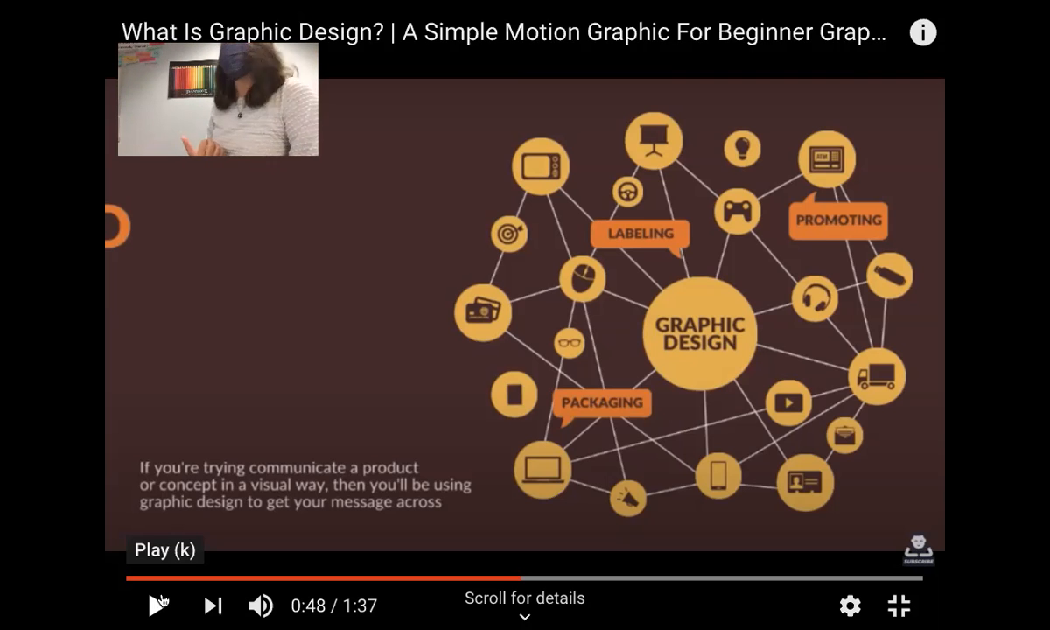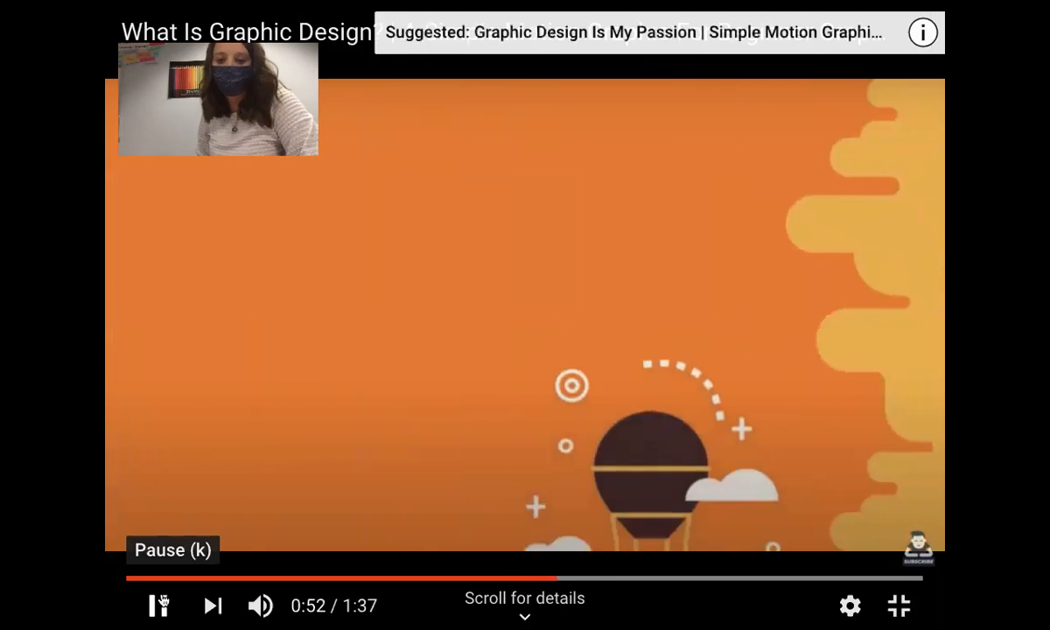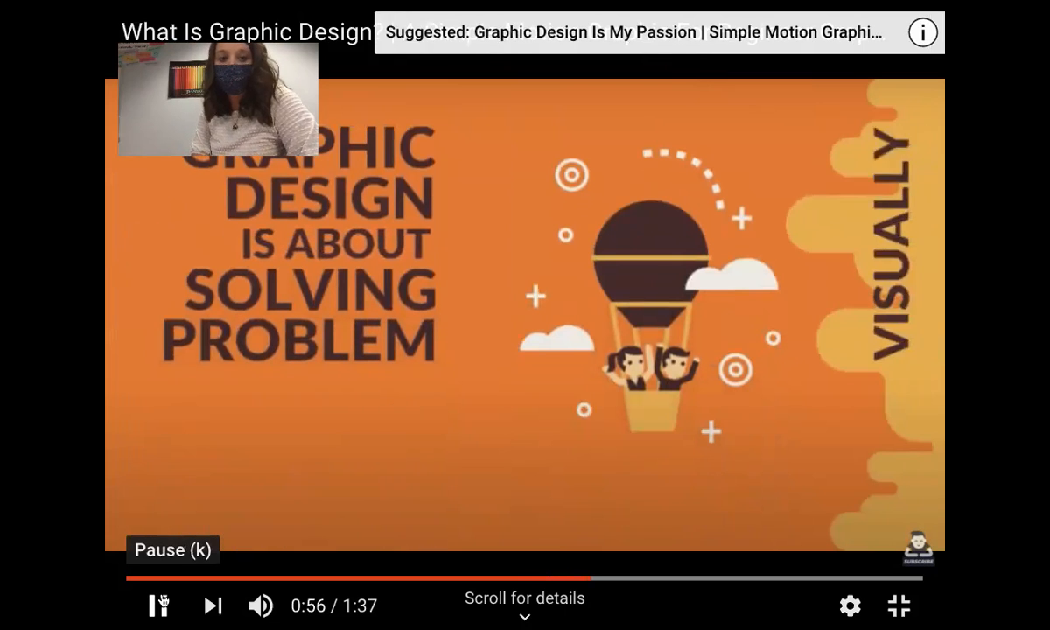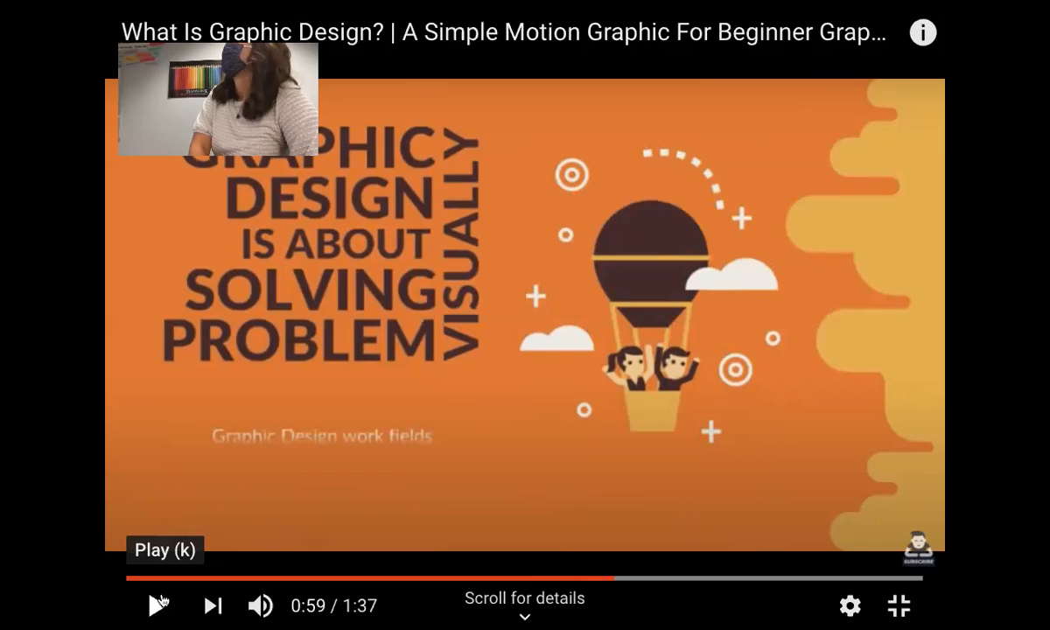So I think that's a good way to explain it. All around you. It's about problem solving visually. Everything is solving a problem when it comes to graphic design.